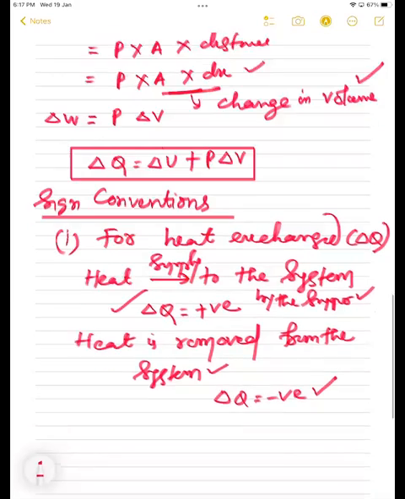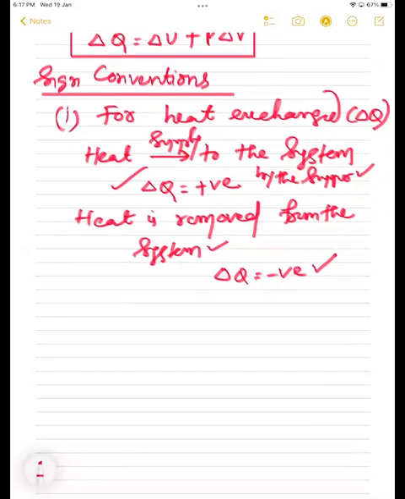This is for heat exchange. And number two is work done. How to know for work done, right?